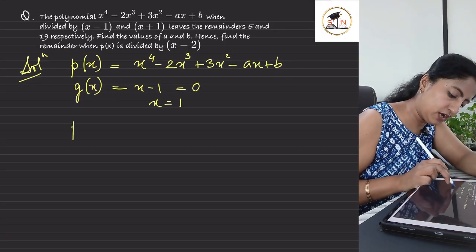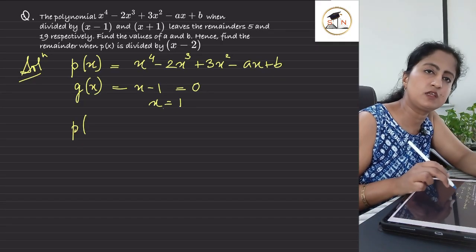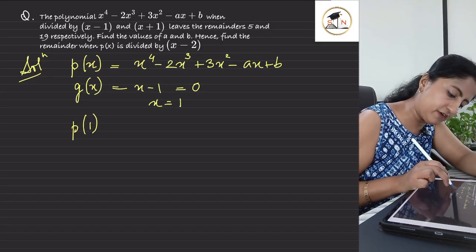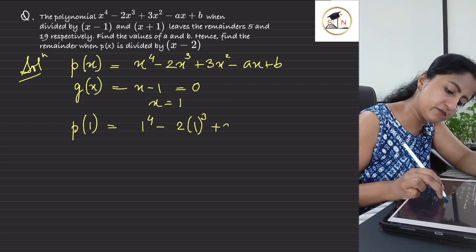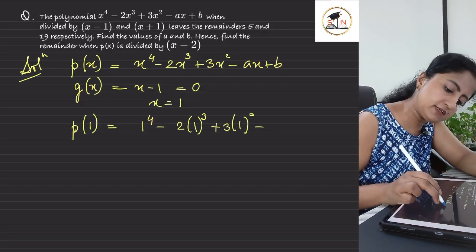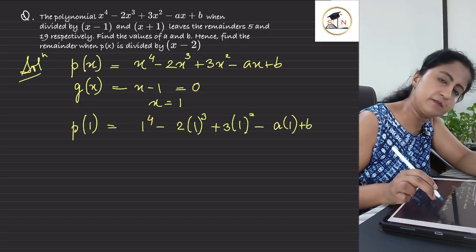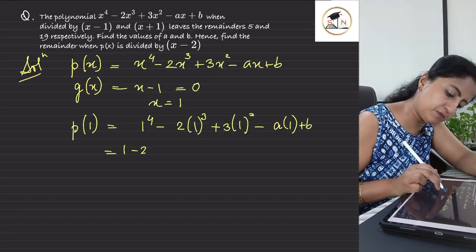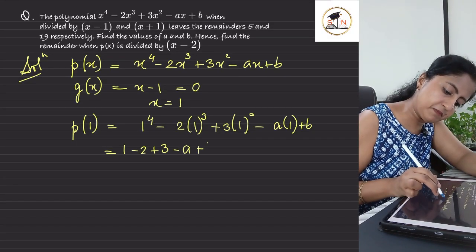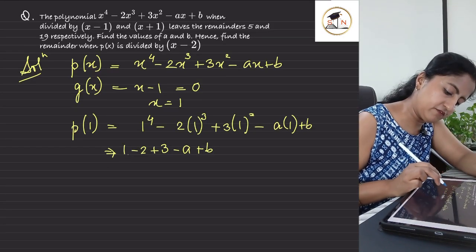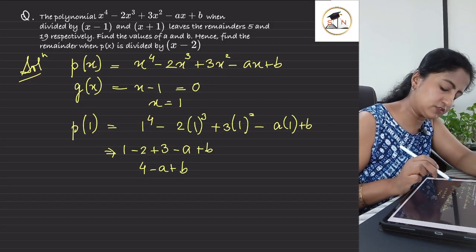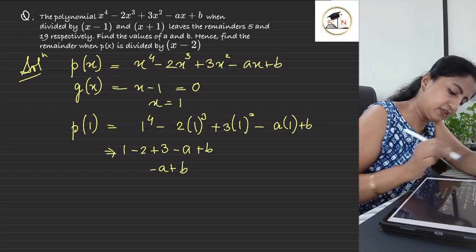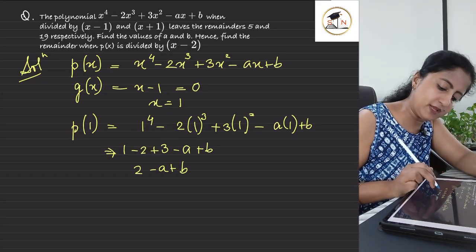Now, what I'm going to do, I'm going to substitute this value of x as 1 in the polynomial. So, p of 1, it is 1 to the power 4 minus 2 times 1 cube plus 3 times 1 square minus a times 1 plus b leaves us with 1 minus 2 plus 3 minus a plus b. And what do we get over here? We have minus 1 plus 3, which is 2 minus a plus b. So it's coming out as 2 minus a plus b.